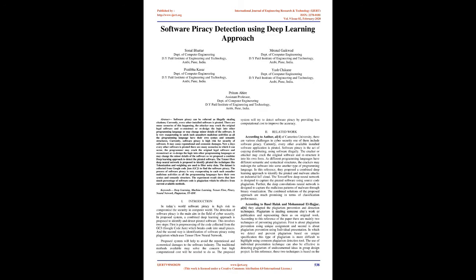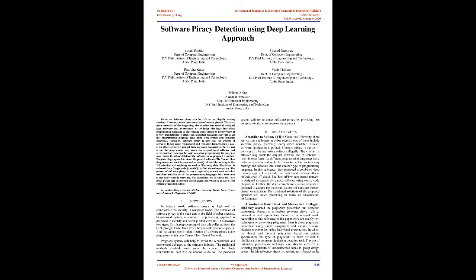Nowadays every other software is pirated. There are many scenarios in which it can occur. The programmer may crack the original legal software and reconstruct or redesign the logic into other programming languages, or may change the minor details of the software. So we proposed a combined deep learning approach to detect the pirated software.